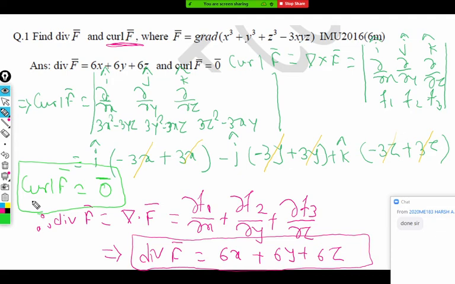Divergence f bar is 6x plus 6y plus 6z, while curl f bar, del cross f bar, is a zero vector. What can you conclude about f bar then? Therefore f bar is irrotational, not rotational. It is irrotational, or f bar is a conservative vector field. Okay, so that is question number 1.